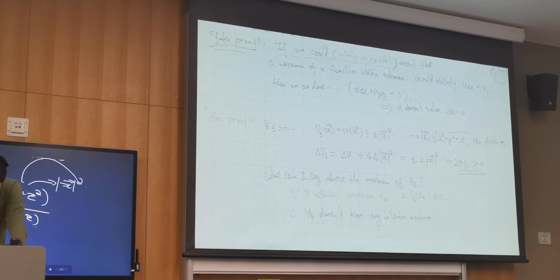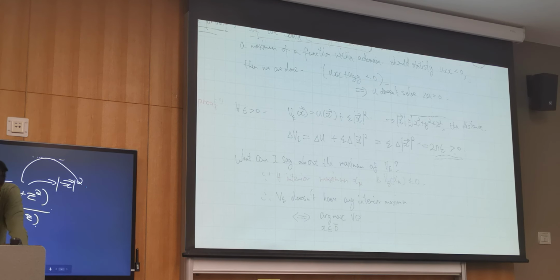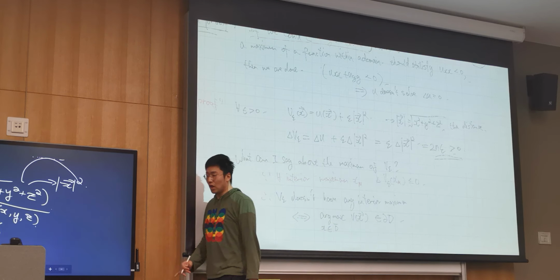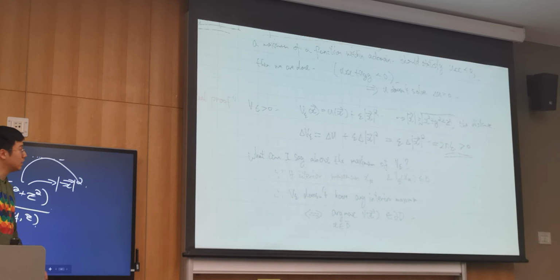Or equivalently, that means that the maximum of v, where x belongs to the closure of D, actually belongs to the boundary of D. The maximum of v is attained at the boundary of D. Now it's time for us to link the v epsilon to u.